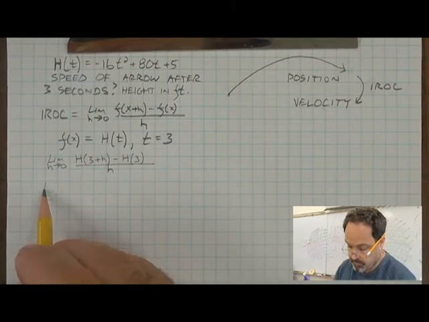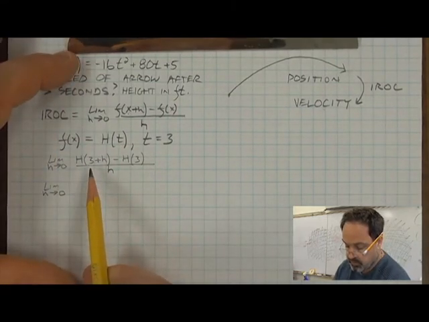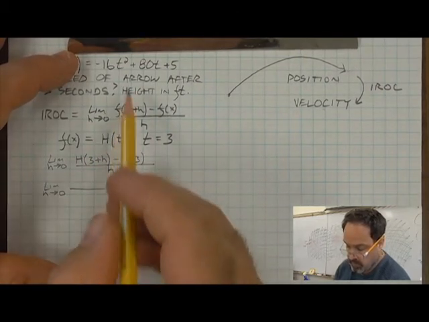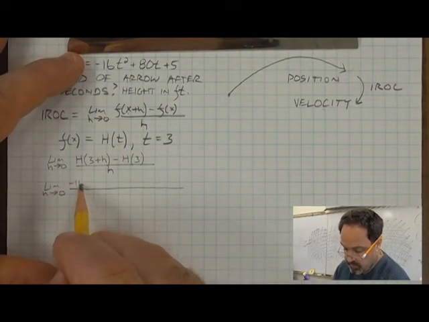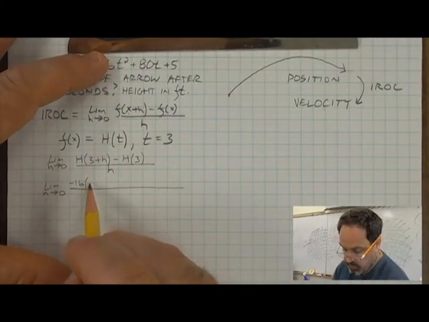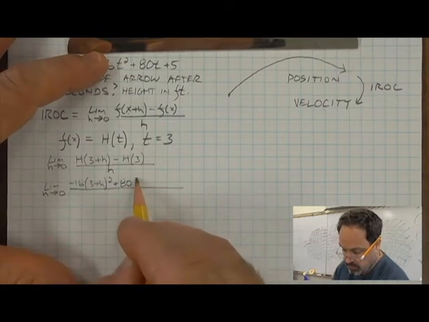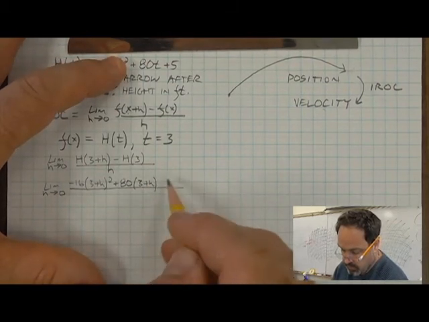Let's go another step further. The limit as h approaches 0. Now I'm going to compose my IROC expression with the actual function. And this is going to be long. There's a lot of terms in there. Here we go. Negative 16, but where I see a t, I'm going to replace it or compose it with 3 plus h. 3 plus h all squared plus 80, and then I get t again, so I'm composing it with 3 plus h instead, plus 5.